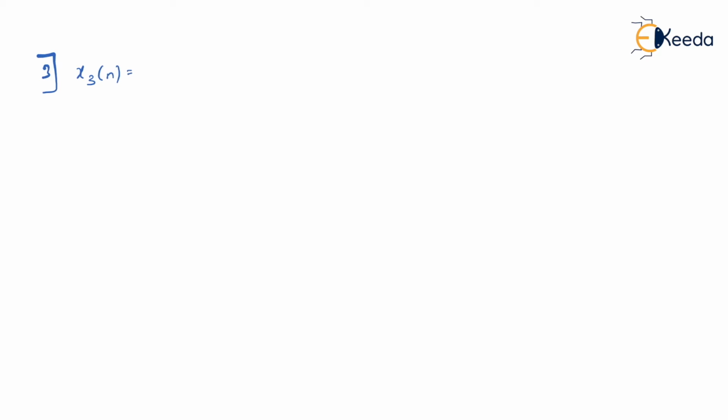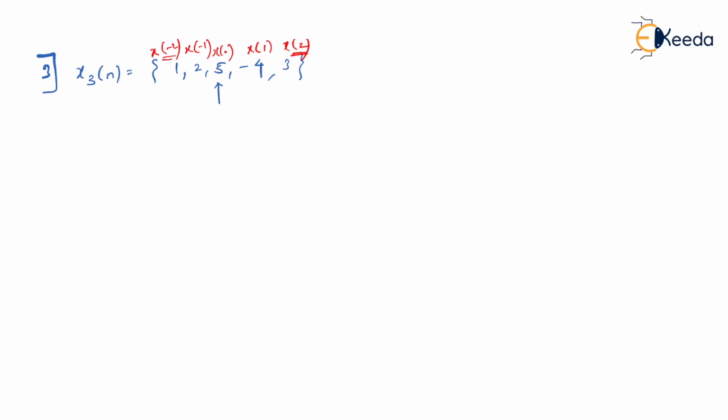So x3 of n is provided as 1, 2, 5, 4 and 3, and the arrow mark is given at 5, meaning that x3 of n at n equal to 0 has amplitude equal to 5. So this is x of 0, this is x of 1, this is x of 2. Then the value prior to x of 0 will naturally be x of minus 1, and this is x of minus 2. So as you can see, the lower limit is minus 2, the upper limit is 2.